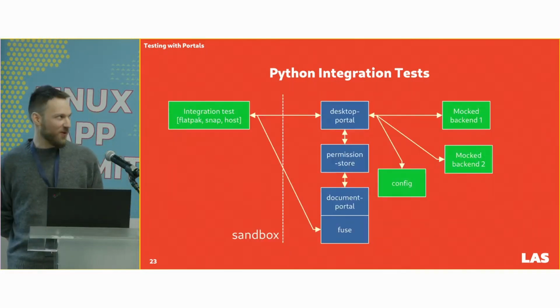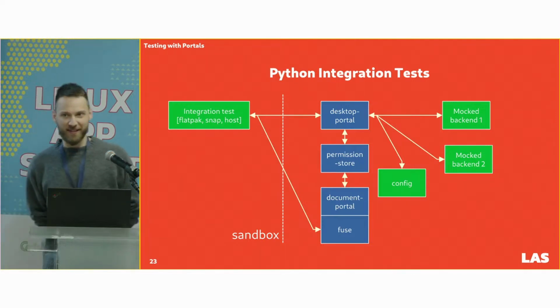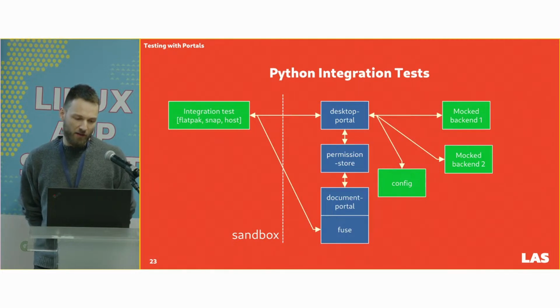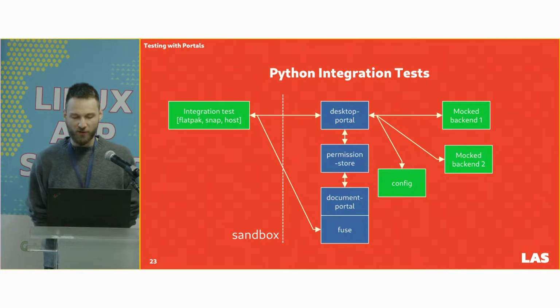And now it's looking more like this, which looks much closer to how it looks in practice. The Python test harness can pretend to be flatpak, snap, or host. We can spawn the permission store and the document portal. We can have multiple backends, and we can change the config. So everything that you would expect in the actual system is actually being tested now.